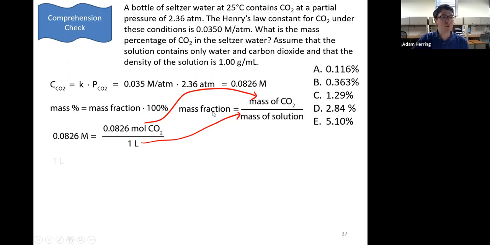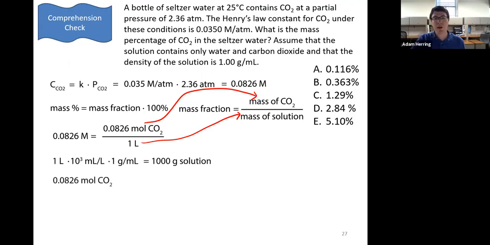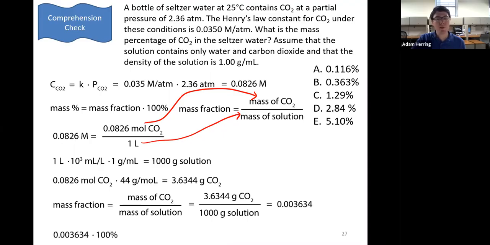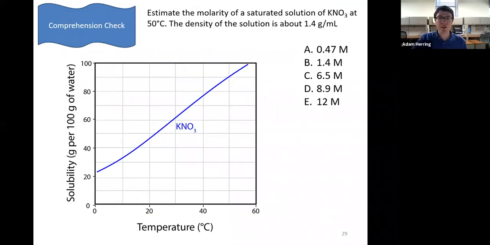We can find the mass of the solution by taking the volume, converting it into similar units, and multiplying by the density. That gets us our mass of solution of 1,000 grams. The moles of carbon dioxide can be multiplied by the molar mass to find the grams of carbon dioxide. Mass fraction is taking the ratio of those two and solving. To find the mass percent, we multiply the mass fraction times 100%. That's it. Let's do one more question.